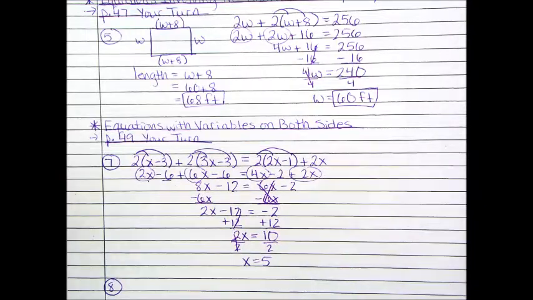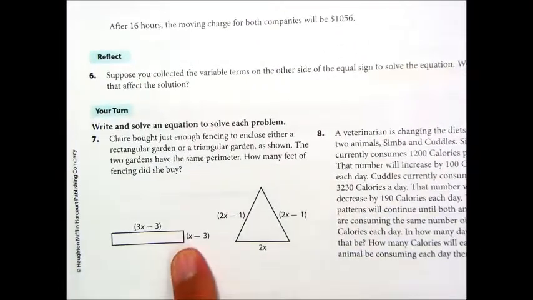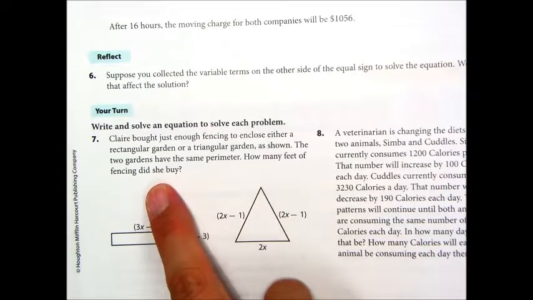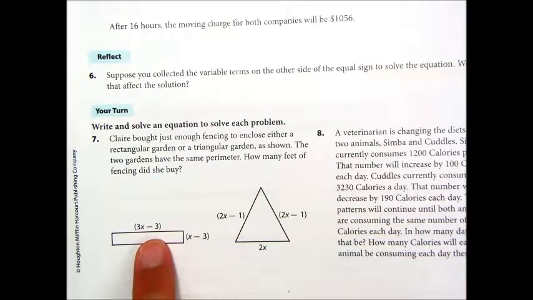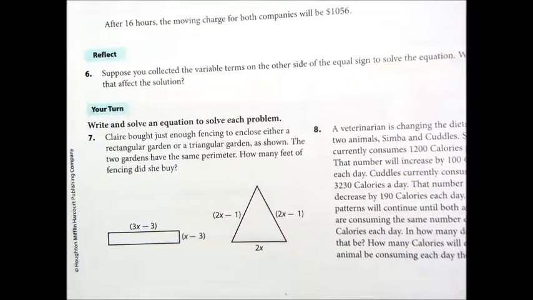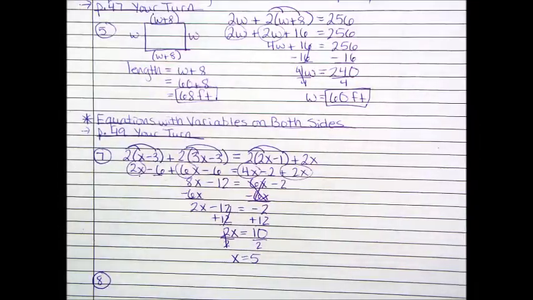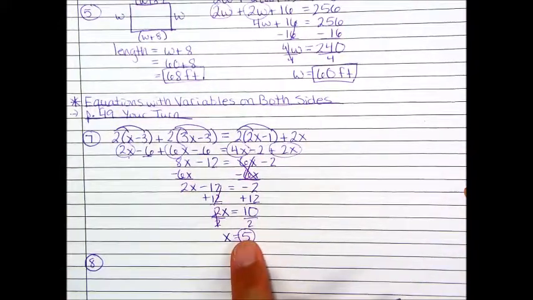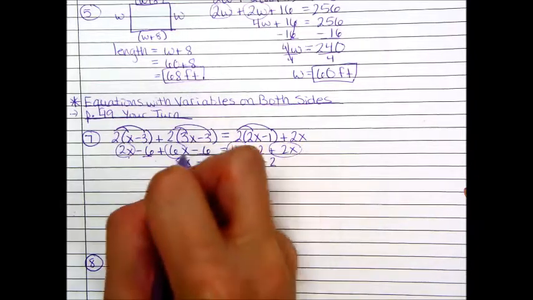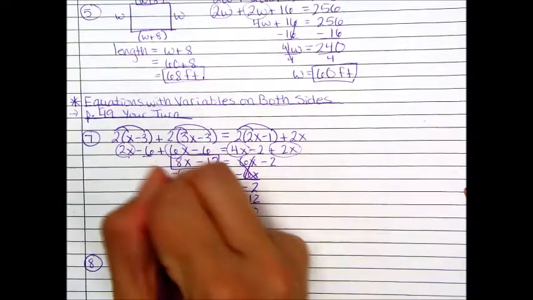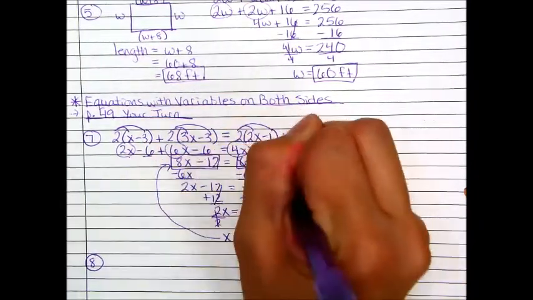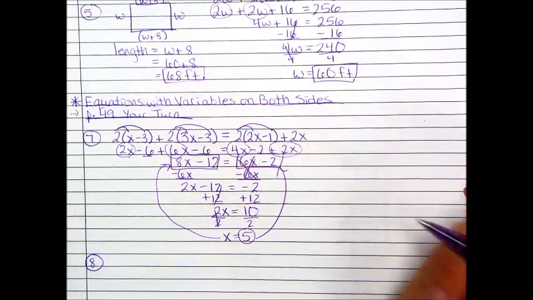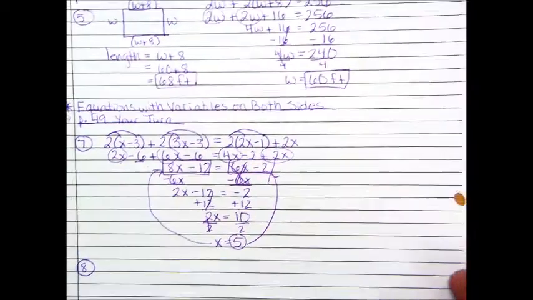Now what we need to realize is that 5 is not my final answer. All we've done is simply solve for x, and x is not the perimeter of either one of these shapes. They ask how many feet of fencing did she buy, so I need the perimeter of either the rectangle or the triangle. It doesn't matter which we find because the problem told us they were both the same. So you have the option of plugging that 5 back into the side of your equation that represented the rectangle, or the side of your equation that represented the triangle, because either way you'll get the same result.